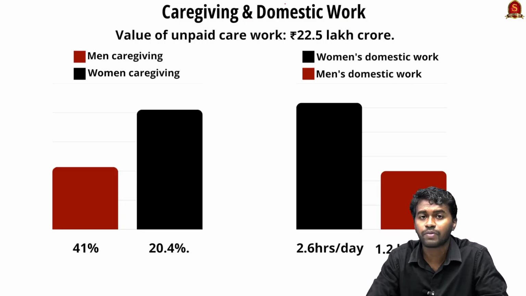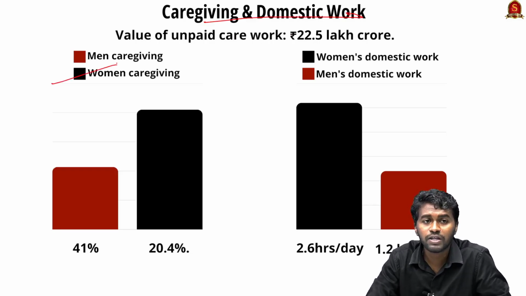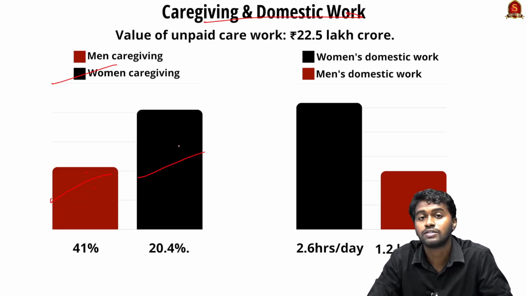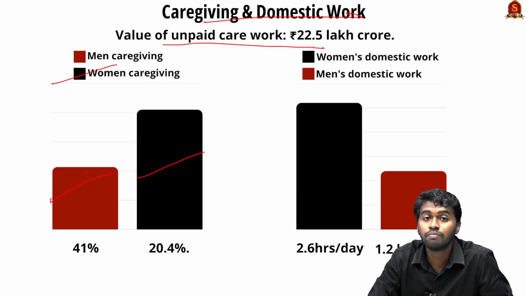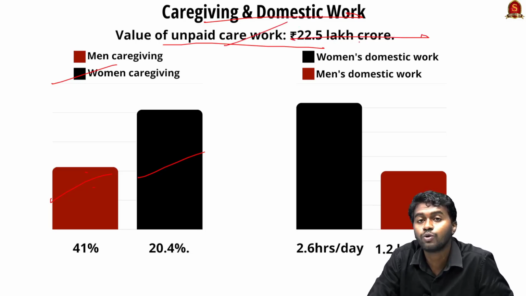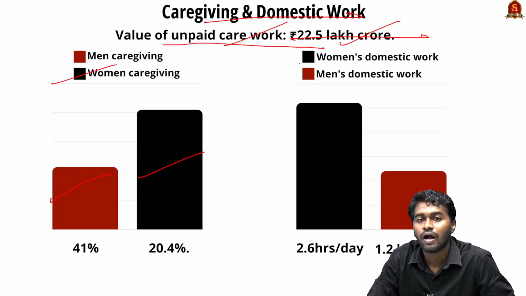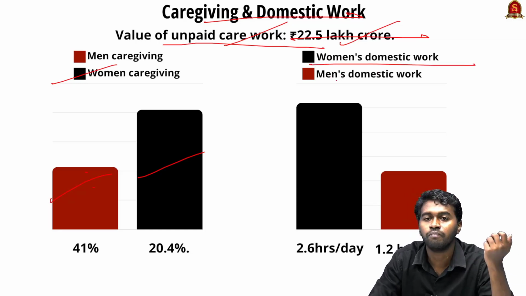Coming to caregiving and domestic work, you can see that women play a very important role in providing caregiving. Nearly 41% of women provide caregiving, while only 20% of men engage in it. And if you take unpaid caregiving as work, the value will stand at around rupees 22.5 lakh crore. That is actually an unrealized revenue. To understand what is meant by unrealized revenue, please go and watch the editorial video that we posted this Monday.